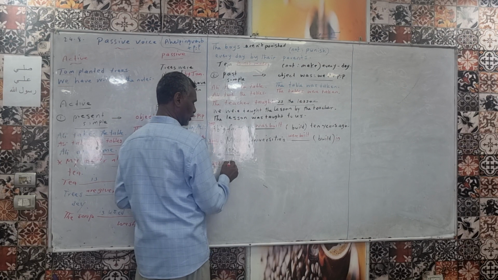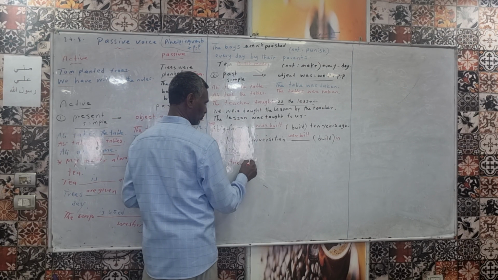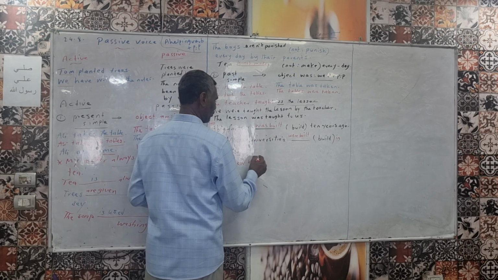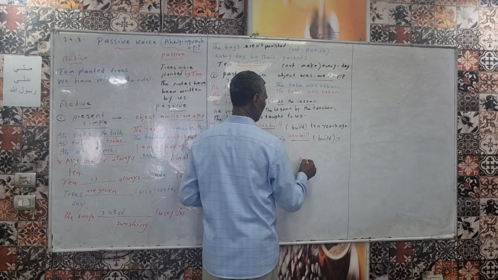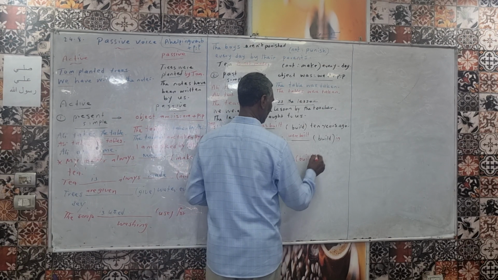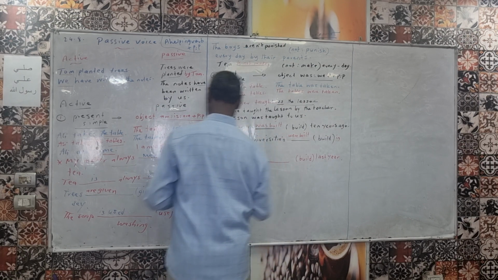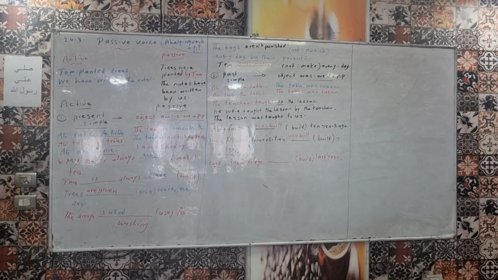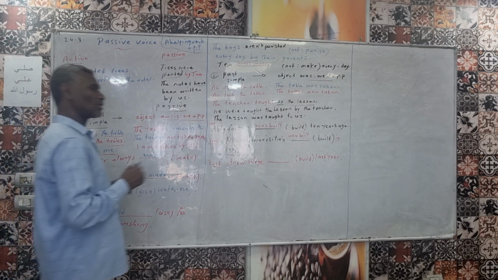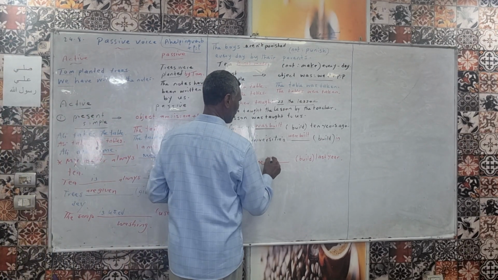The Sudanese Certificate of 2008 gave this question: a new bridge, again the same verb build, built last year. Is it an active voice or passive voice? Passive voice. We say a new village was built. Was built.